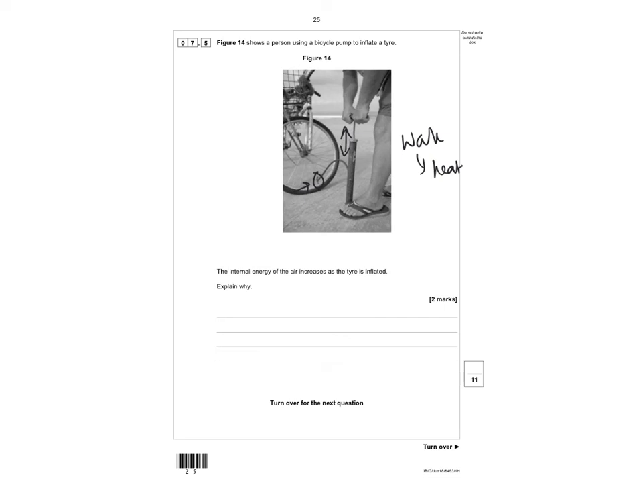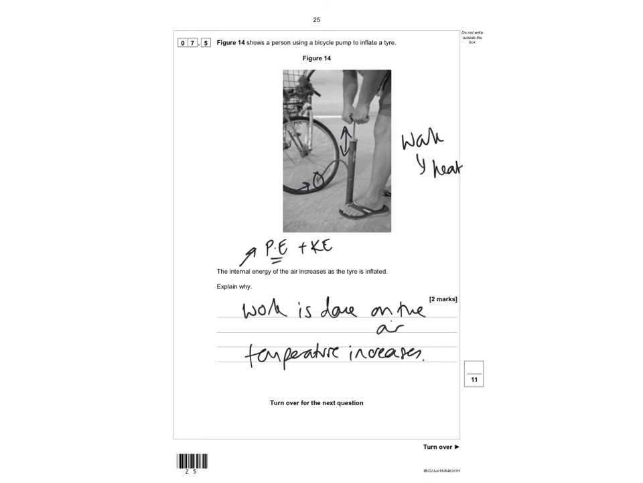Explain why. The first mark is to say work is done on the air, and then that means the temperature increases. Not that you need to explicitly say it for this question, but internal energy is the potential energy plus the kinetic energy. Potential energy is the energy trapped between bonds, and kinetic energy is how fast the molecules or particles are moving. Because you're doing work, you're making them hotter, so they're moving faster, or they've got a higher kinetic energy. If they've got a higher kinetic energy, then overall the internal energy will increase.